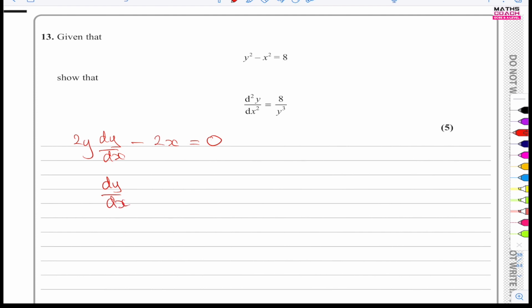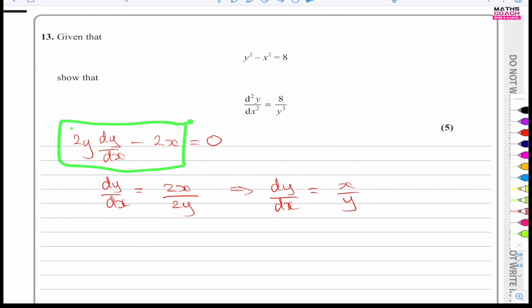So then we can do the second derivative. dy/dx equals 2x over 2y, which we can now simplify as x over y. Now, technically, we can actually perform the differentiation in its current form like this. So the way it is, we can do another set of differentiation. But if you do it like this, you're going to have to use the product rule here, and then differentiate this one separately.